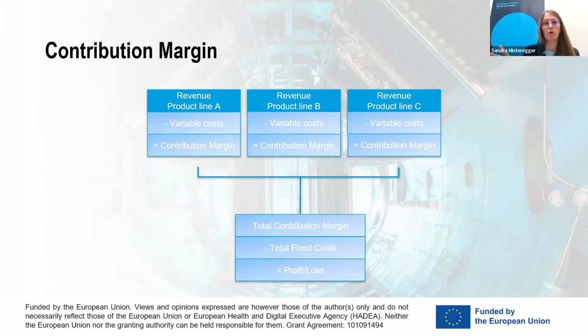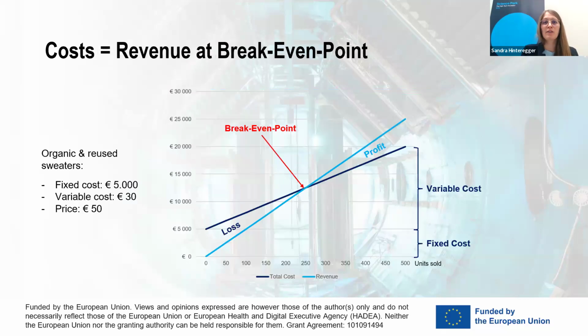If you, for instance, have more than one product, as we see here, we have 3 different product lines. You can compare these contribution margins and see which one contributes more or less to covering your fixed costs, so which one is more or less profitable for you. And if you then sum this up to a total contribution margin and subtract the total fixed cost of the company, you see whether you're able to make a profit or if you make a loss. The other analysis I want to take a look at with you is the break-even analysis.